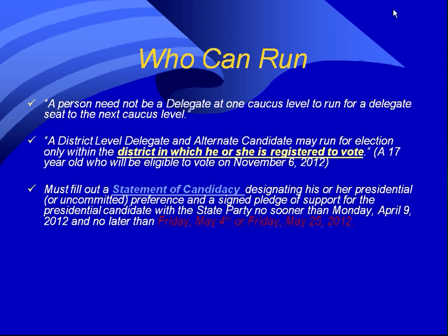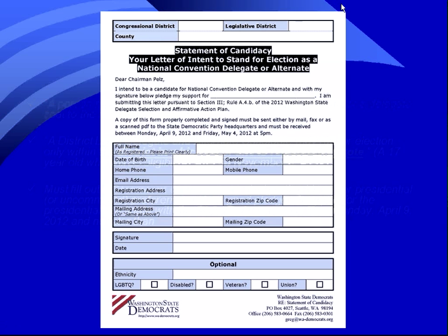Third, very important, you must fill out a statement of candidacy designating his or her presidential or uncommitted preference and a signed pledge of support for the presidential candidate with the state party no sooner than Monday, April 9th, 2012, and no later than Friday, May 4th or Friday, May 25th, 2012. So, statement of candidacy. It's a form that roughly is going to look like this. You can see it has some of your information up here about where you live, congressional, legislative, county. It says who you support, and then it has some of your personal information here. You need to sign and date it, and then it's got some optional information here for our representation and inclusion goals.